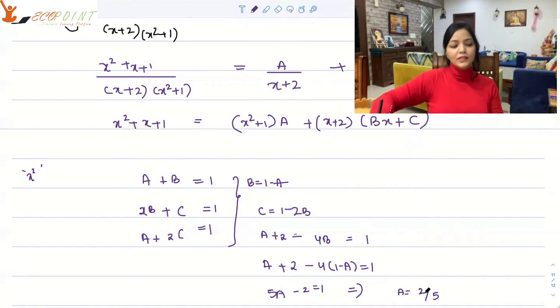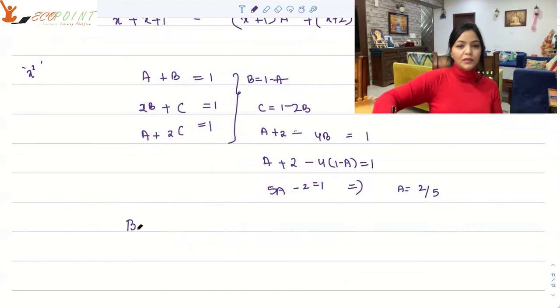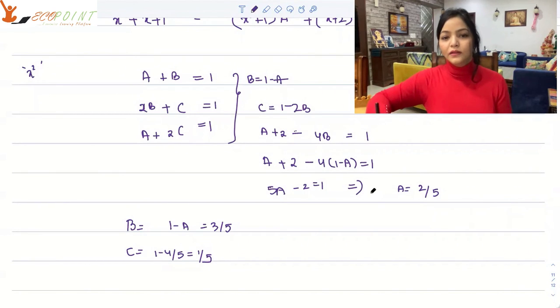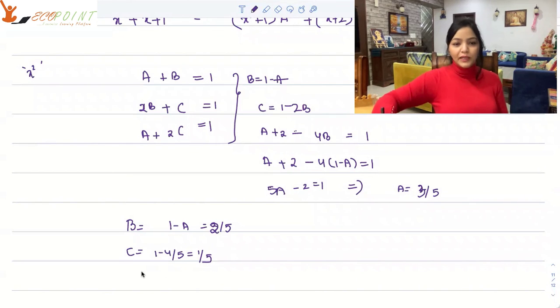The moment you have a, you can find out b, which is 1 minus a. Oh, a little mess up here. It's going to be a is 3 by 5, and hence b will be 2 by 5. Well, I've done it correctly for c. c is 1 minus 4 by 5, that is 1 by 5, right?